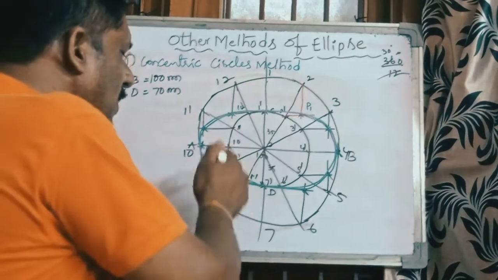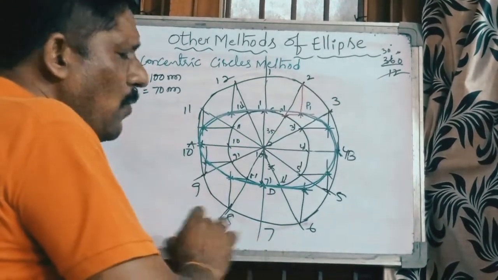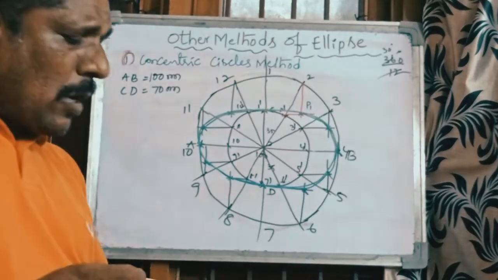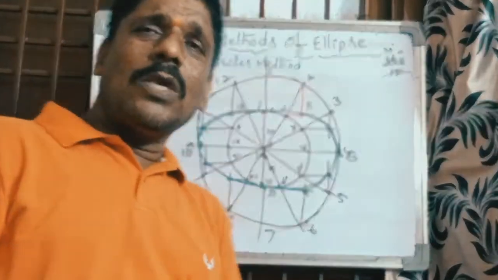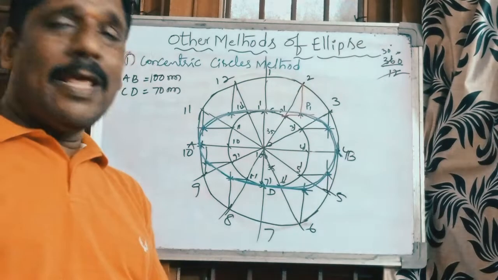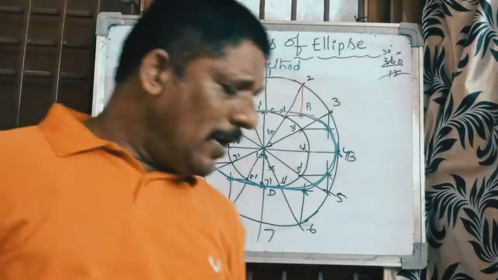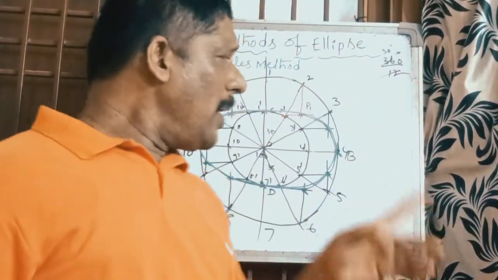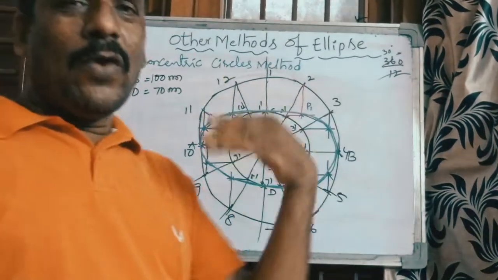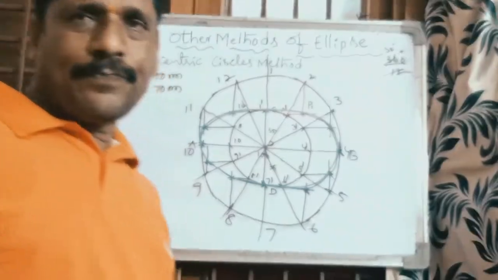After completion of the figure, whatever dimensions are given, go for dimensioning and numbering. How to dimension the figure, how to give the numbering, and how to maintain the HB and 2H difference, everything we discussed in the previous video. Okay. So this is the first method. Next we go for the second method.